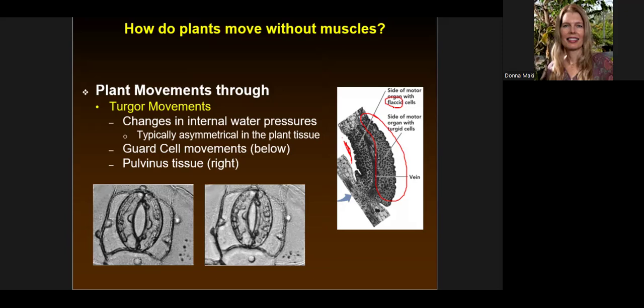So does the pulvinous tissue, does that help pull it and close it? No, this isn't anything to do with here. These are two different examples. Oh, I'm sorry. Yeah, no, that's fine.